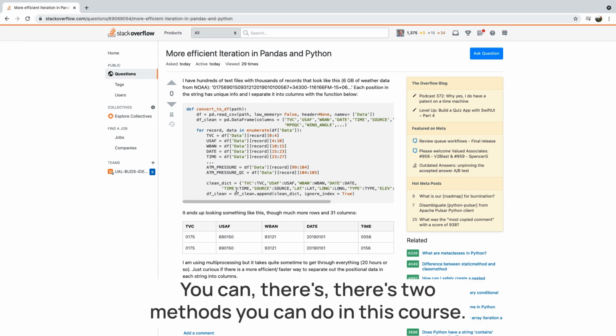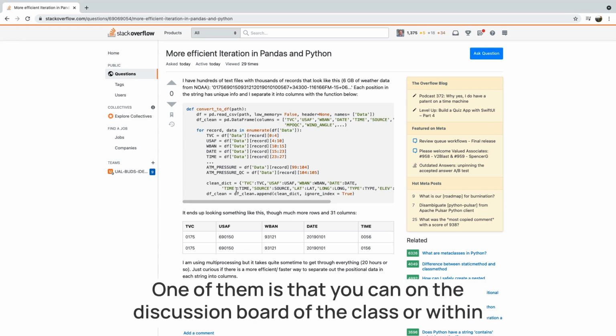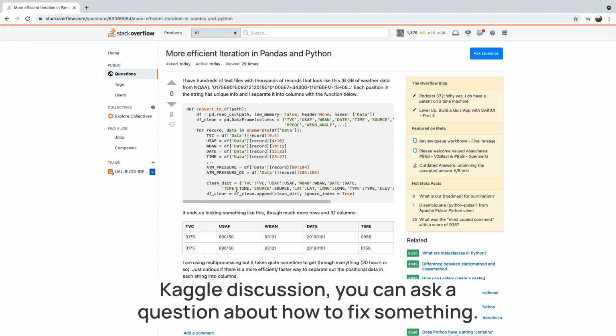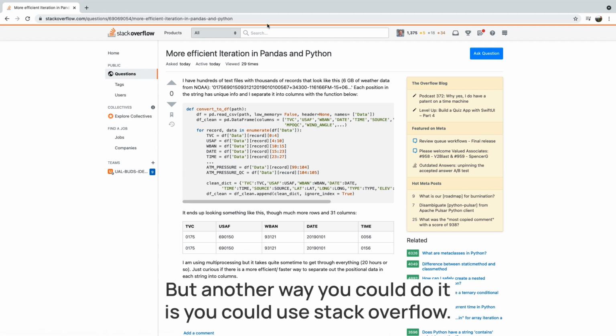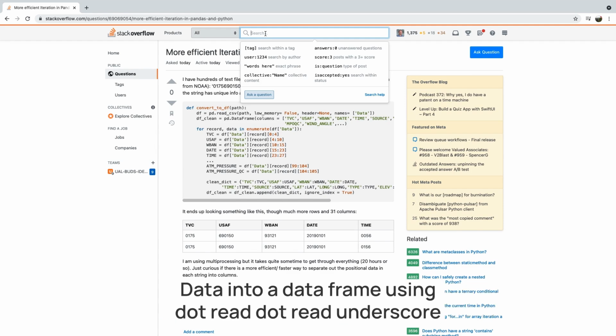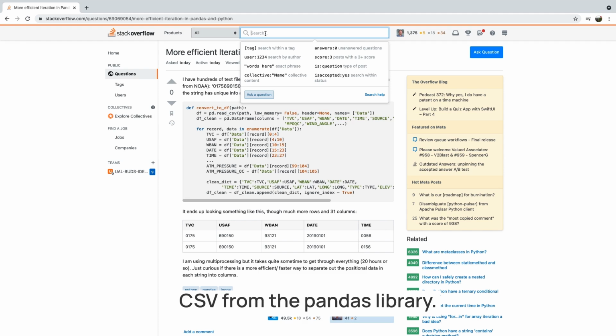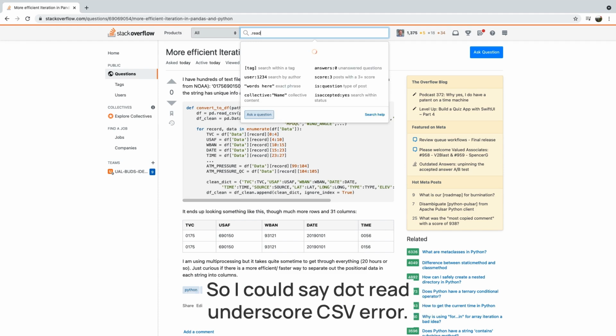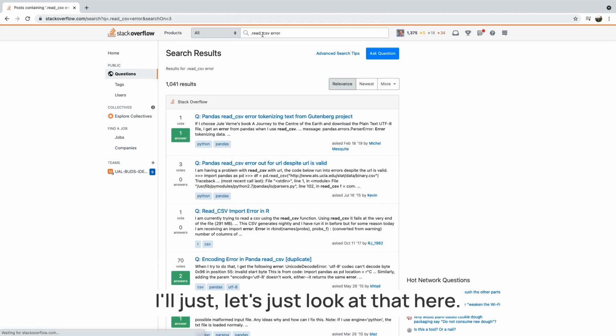There are two methods you can use in this course. One of them is that on the discussion board of the class or within Kaggle discussion, you can ask a question about how to fix something. But another way you could do it is you could use Stack Overflow. So let's say I'm having a problem loading data into a data frame using .read_csv from the pandas library. So I could search .read_csv error. Let's just look at that.